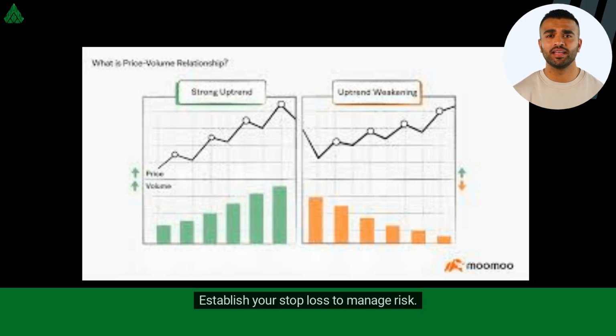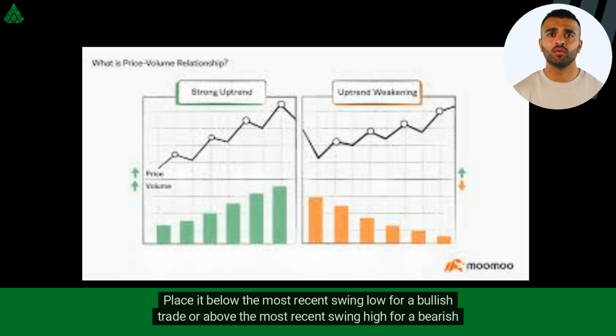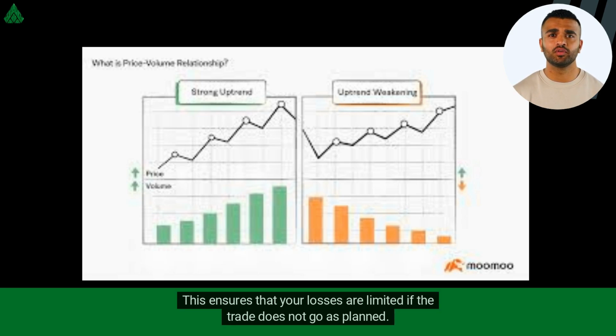Establish your stop loss to manage risk. Place it below the most recent swing low for a bullish trade, or above the most recent swing high for a bearish trade. This ensures that your losses are limited if the trade does not go as planned.